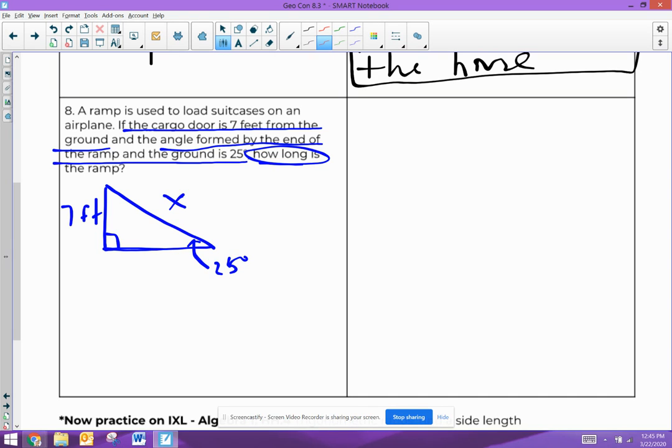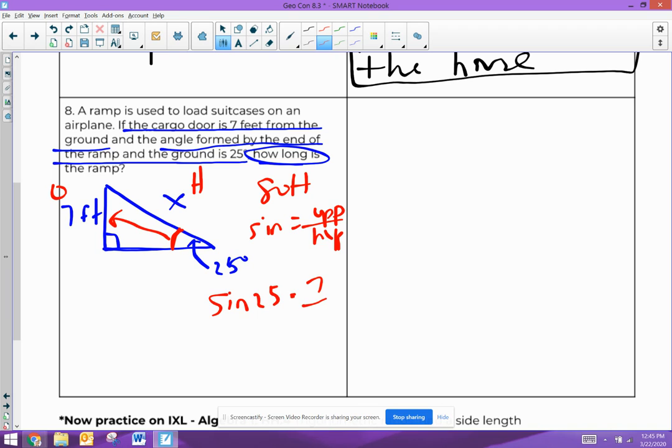Oh, pardon me. So again, this is the angle. So we label over here, this is our opposite. This is our hypotenuse. So the sine is opposite over hypotenuse. The sine of 25 is 7 over x.